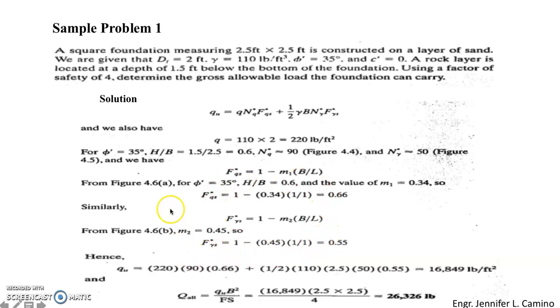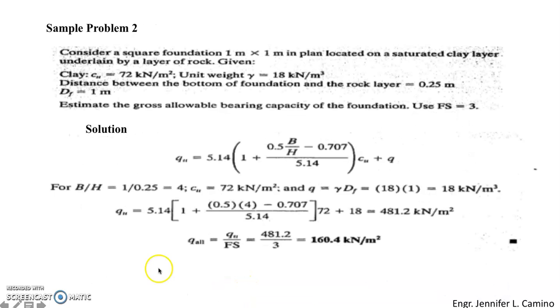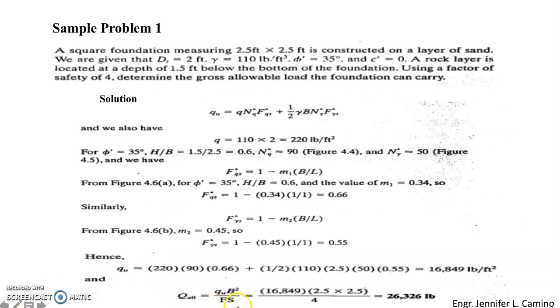Then afterwards, using this equation, you can have the ultimate bearing capacity for our square foundation. And since you're solving for the allowable load, you simply have the ultimate bearing capacity times the area of our square foundation over the factor of safety. And basically, we're going to simplify it to 26,226 pounds. So that ends the first concept of the ultimate bearing capacity for shallow foundations, special case.